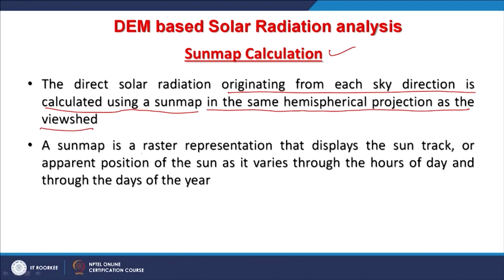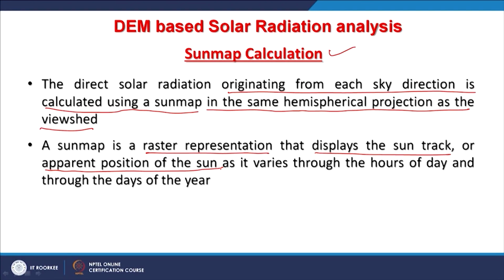Now, this sun map, again everything is being done in the raster. So, the sun map is a raster representation displaying the sun track, because now we are involving the sun from morning to evening. That is why I was saying earlier that relative to the earth, the position of the sun keeps changing because the earth rotates. So, the sun track, or apparent position of the sun, varies through the hours of the day and through the days of the year, because seasonal effects will also play a very important role.